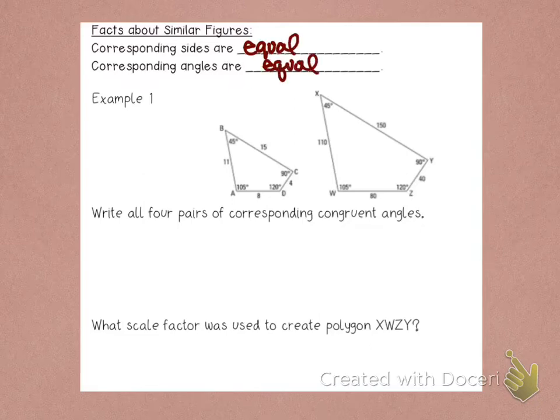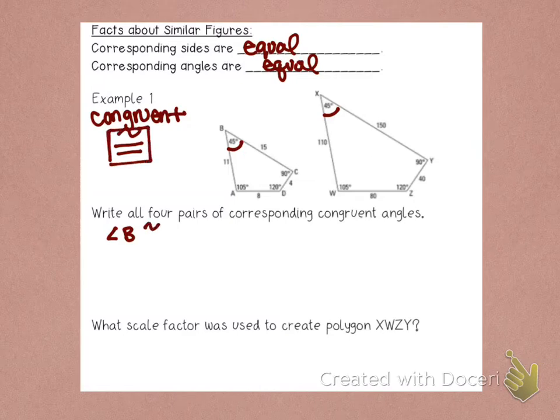Okay, so we have example 1. We have two figures that are the same shape, but they are not the same size. So we write all four corresponding congruent angles. So if we look here, this angle is congruent to this angle. So angle B, and congruent is the symbol right here. So make sure you write that down. Congruent, so angle B is congruent to angle X.